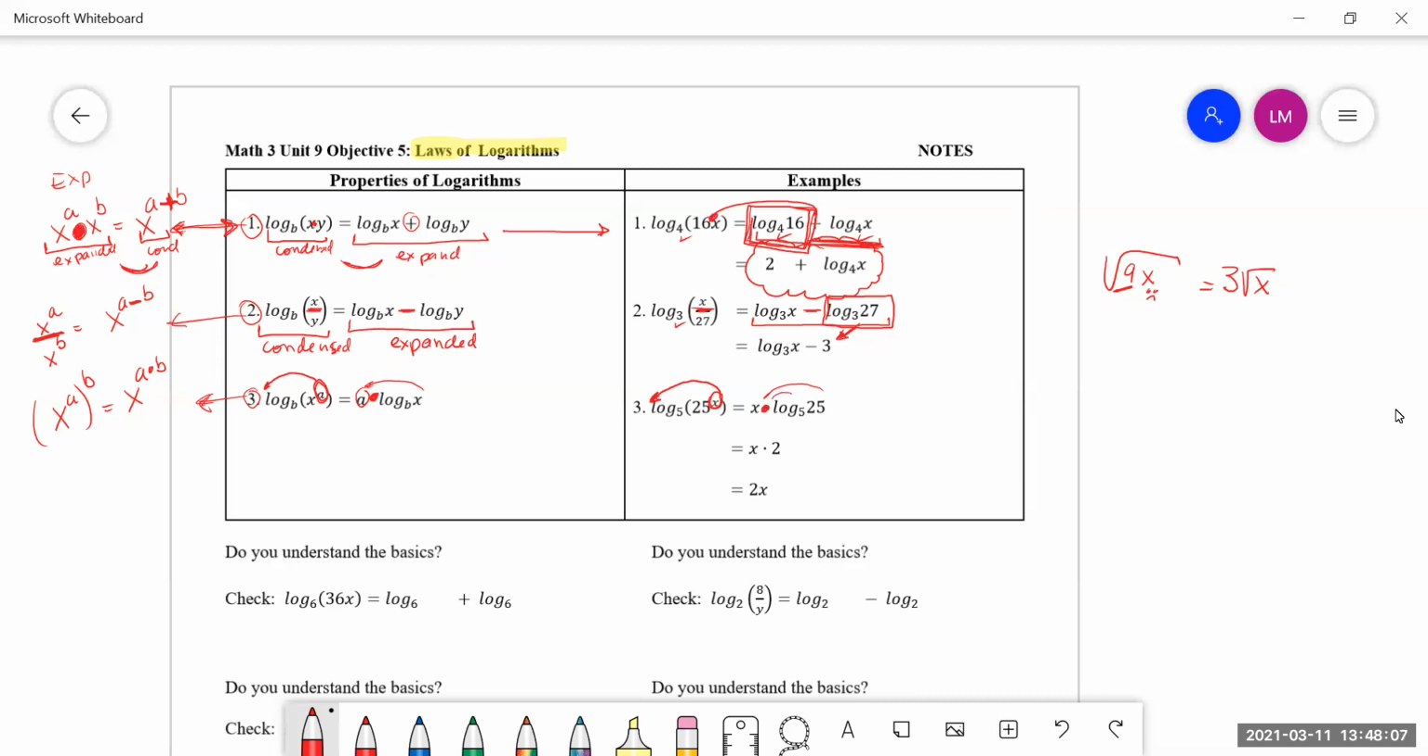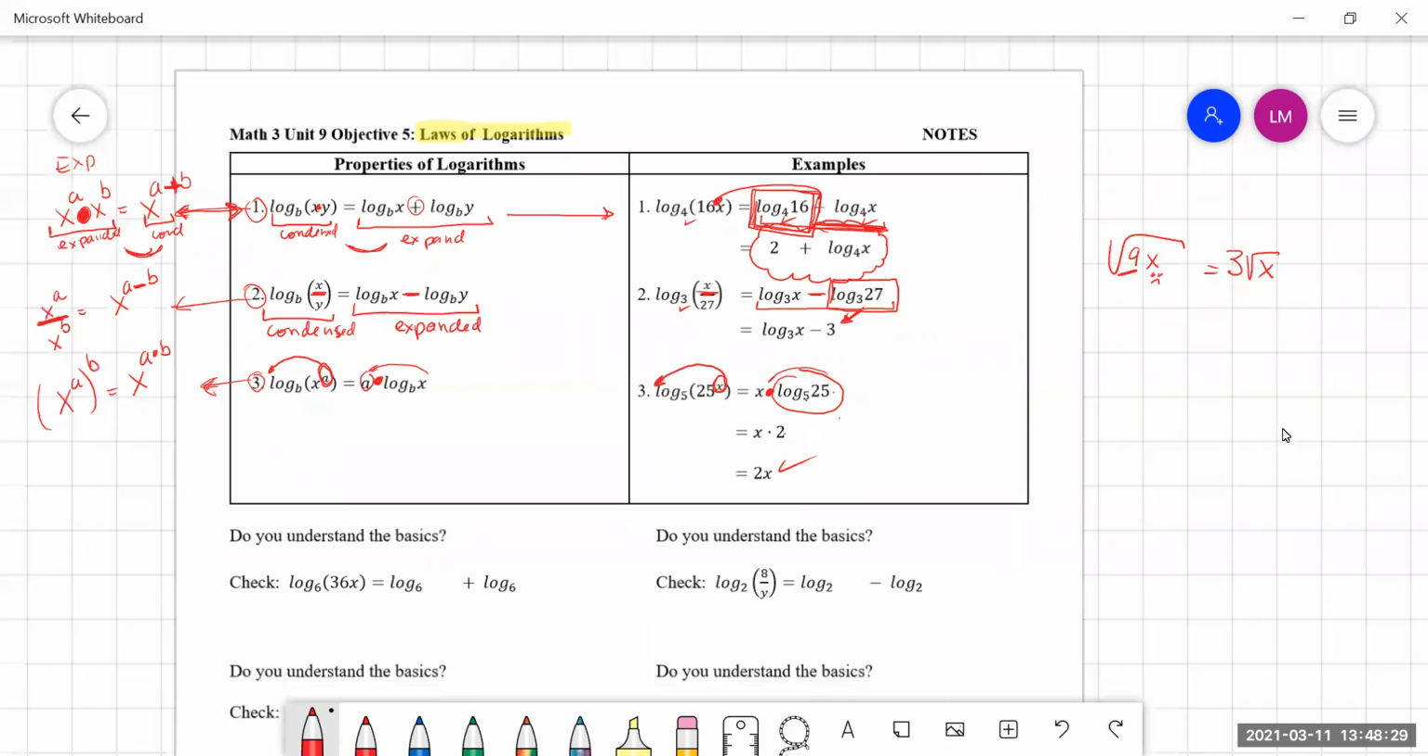We can certainly evaluate this right here. 5 to a power gives us 25. That's a 2. And since we never say x2, we say 2x. We just put the coefficient in the front and the variable in the back. So those are the laws of logarithms. Let's see if we can use them, all right?